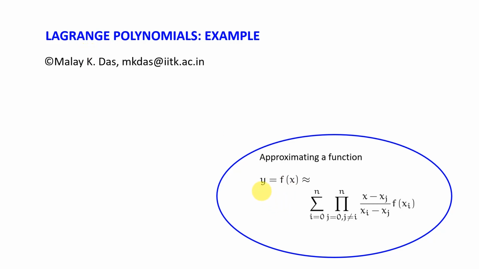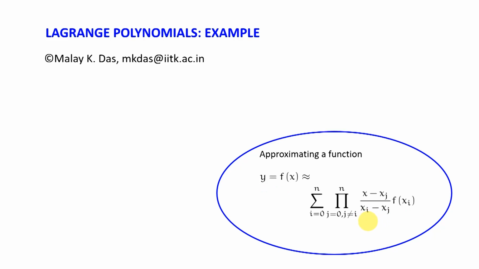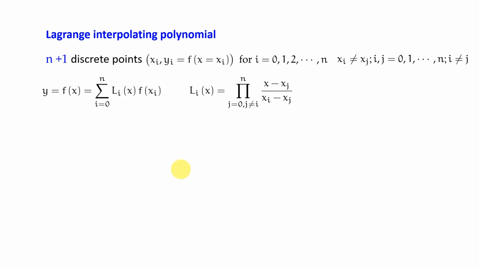Recall that in Lagrange's polynomial, the coefficients are f(xi), so they are readily available as soon as we have the data set. However, the basis functions are slightly complicated and you have to find them out. So let us see how to go about it.